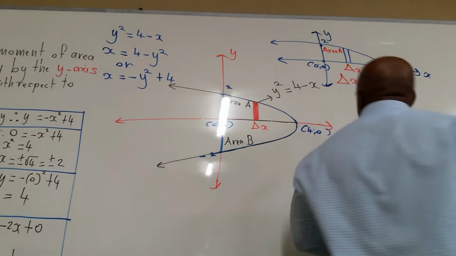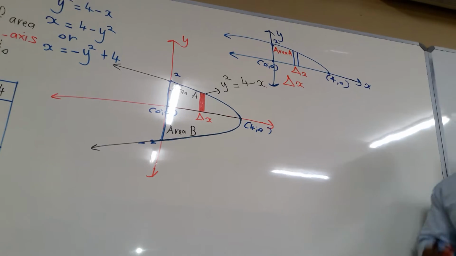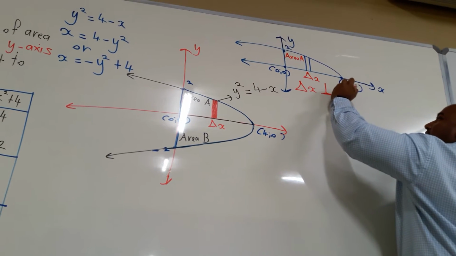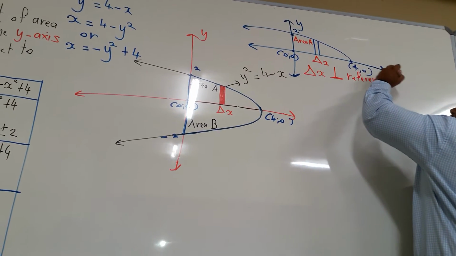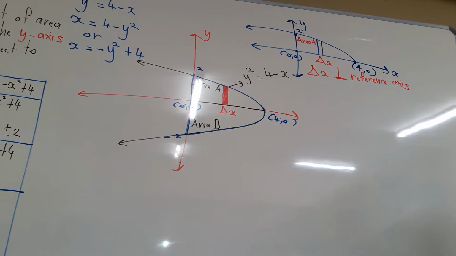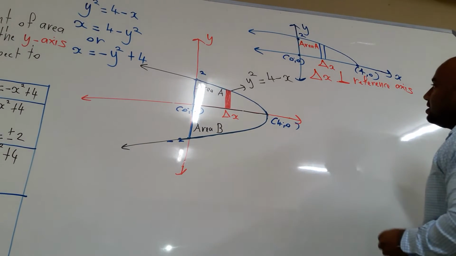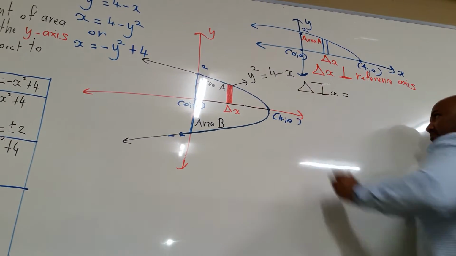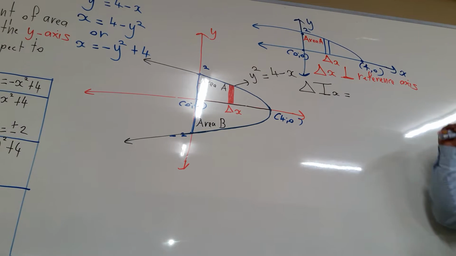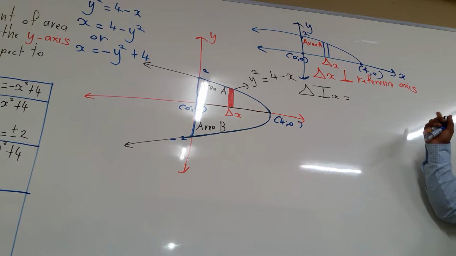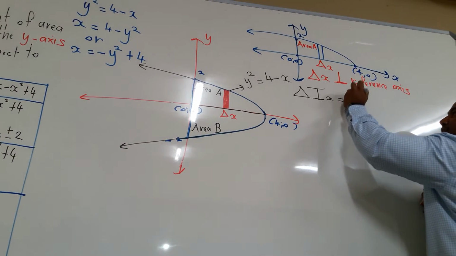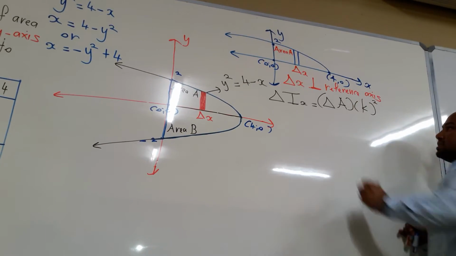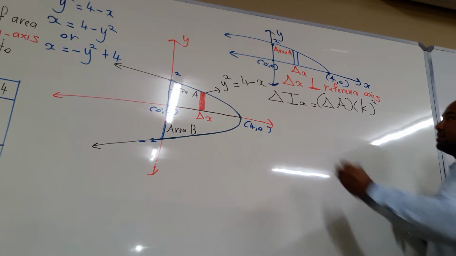Right, so now, delta x, how is it related to the reference axis? It is perpendicular to the reference axis. Delta x is perpendicular to the reference axis. So therefore, for delta Ix, if it is perpendicular, we are going to use the formula with k involved. So it is going to be the area, which is delta A, multiplied by k squared.